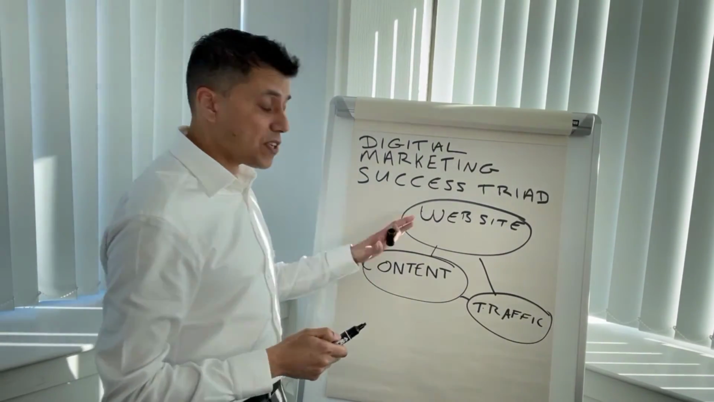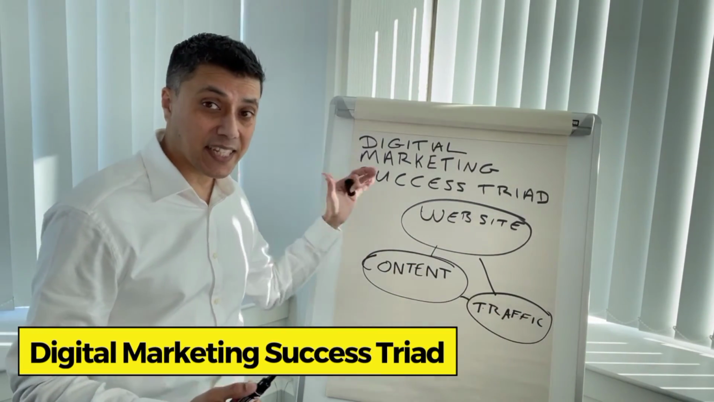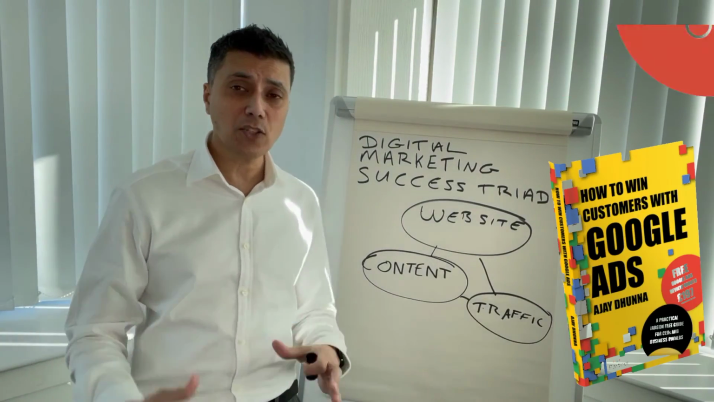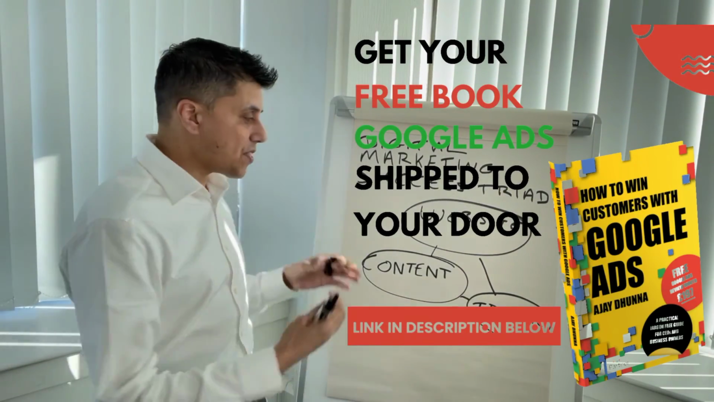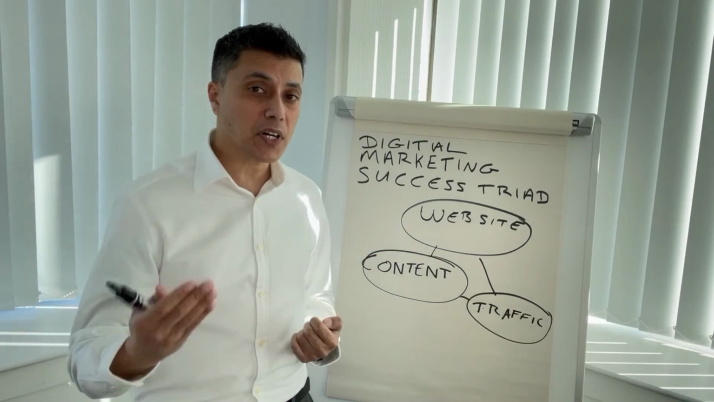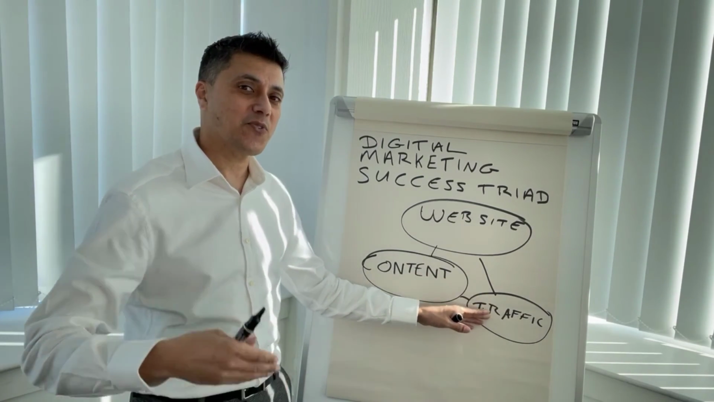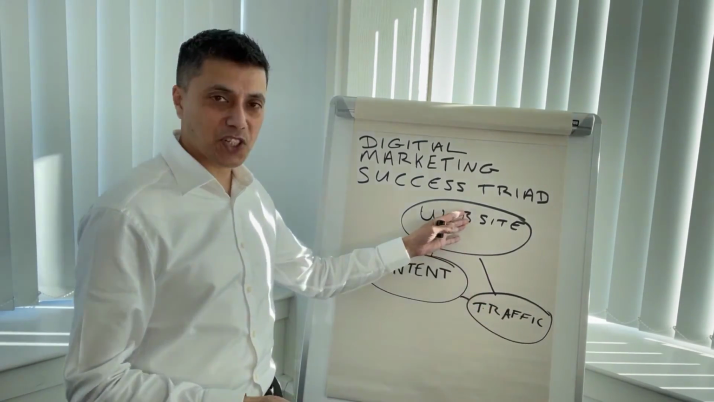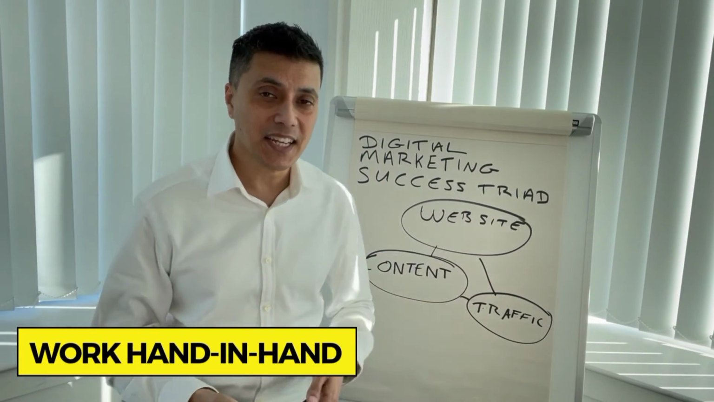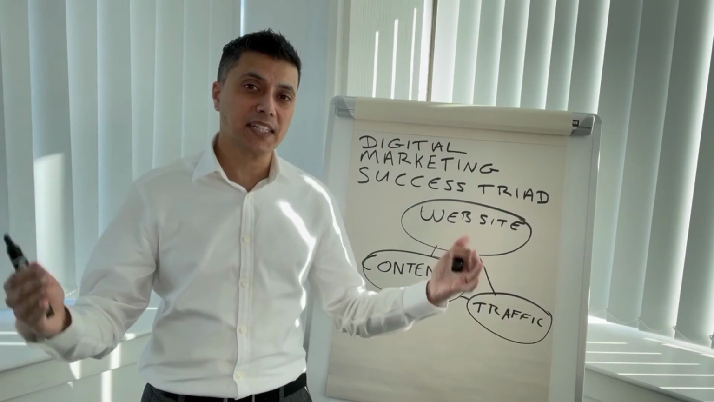So these are the three core elements, right, called the digital marketing success triad, which I have described within my book, How to Win Customers with Google Ads. And this is ultimately what you need to be looking at if you feel that your digital marketing campaign is not working. So don't just blame it on the traffic, right, or whoever's doing your Google Ads, or just your website or your content. All three need to be working hand in hand in order to ensure the success of the overall digital marketing campaign.